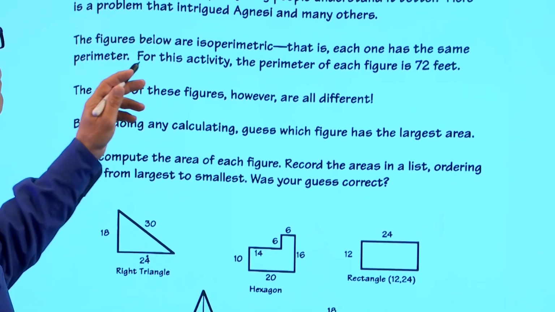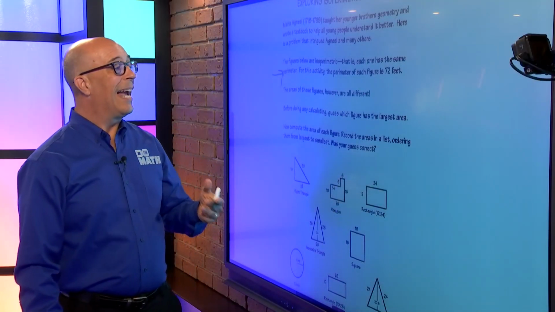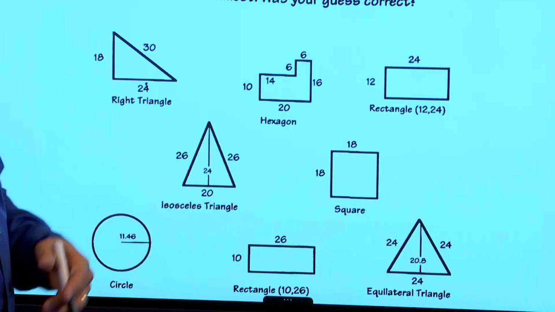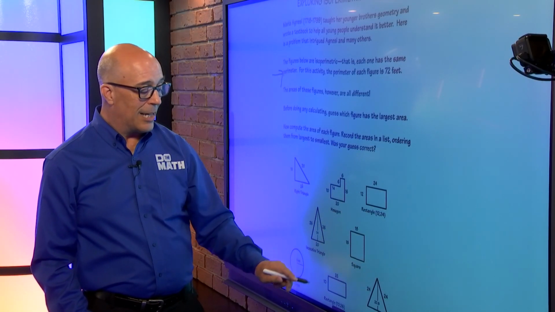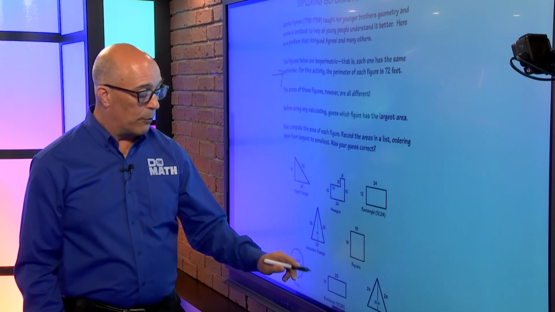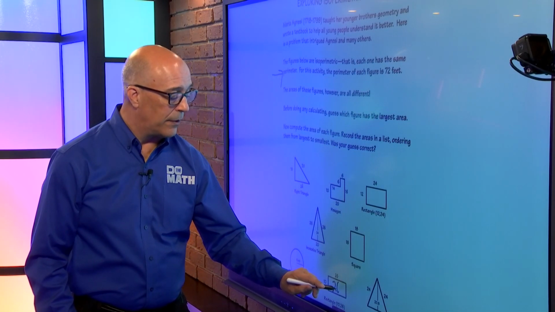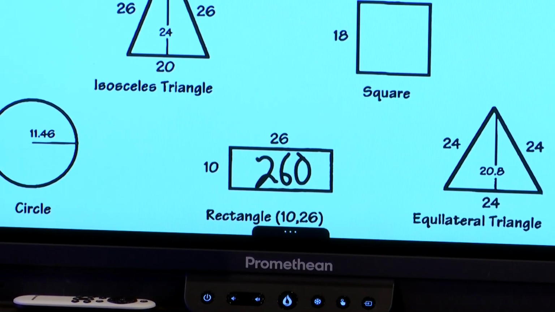The figures below are isoperimetric. That simply means they all have the same perimeter. So we're going to see which one has the largest area. Let's go ahead and start with an easy one down here, the rectangle. 10 times 26 is how you find the area of a rectangle. So if we do that, we have an area of 260. All right, well, we'll start there.